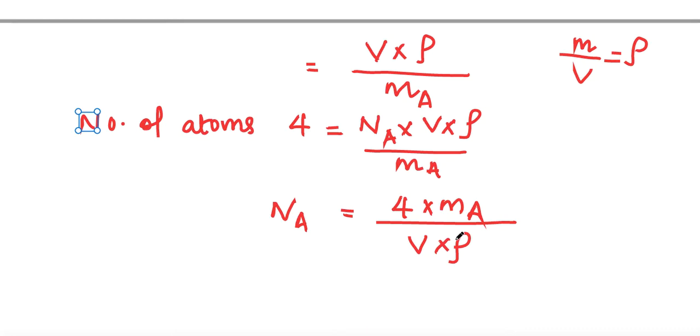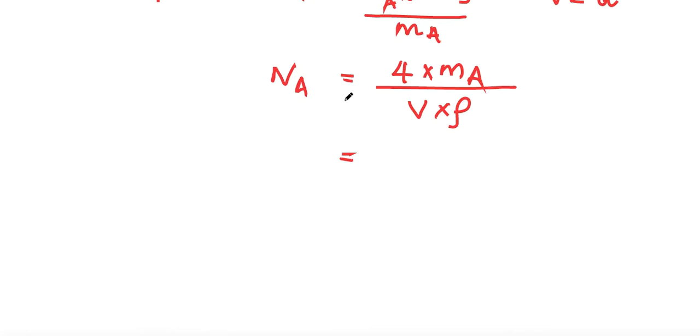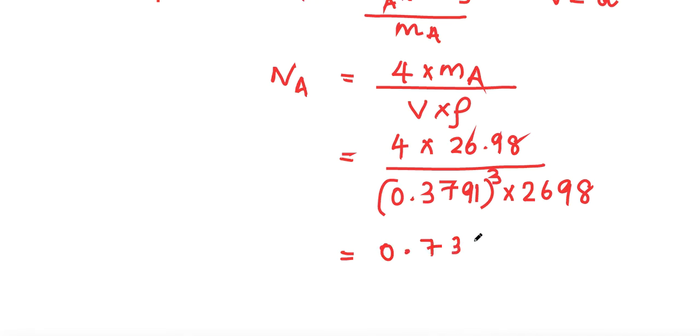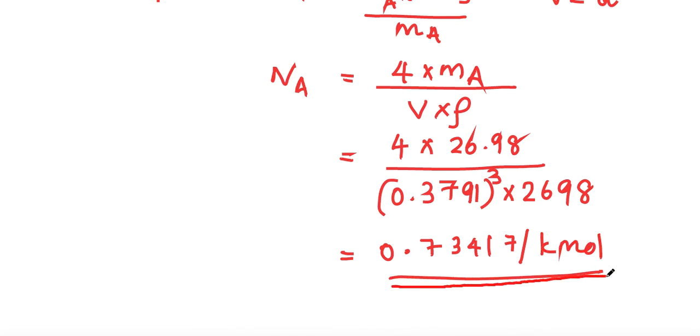The density of the crystal is given in the question, and the atomic weight is also given. Now we have to obtain the volume. The volume of the unit cell is equal to a cube, and we already know the value of a, which is 0.3791. So we substitute all the values here: 4 into 26.98 divided by 0.3791 whole cube into 2698. Substituting all the values, we obtain 0.73417 per kilomole. This is what we obtain as the Avogadro number.